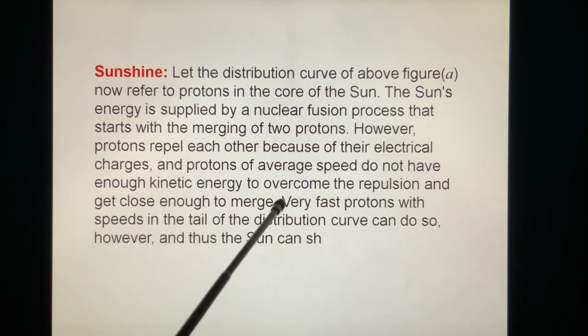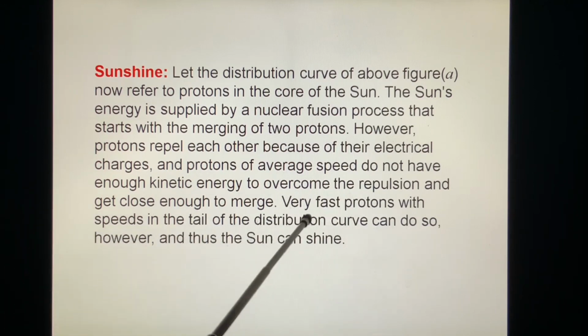But you always have very fast protons, with speeds in the tail of the distribution curve, that can do so. So in the sun, you always have a few very fast protons. They can get close together and cause nuclear fusion and give off heat.